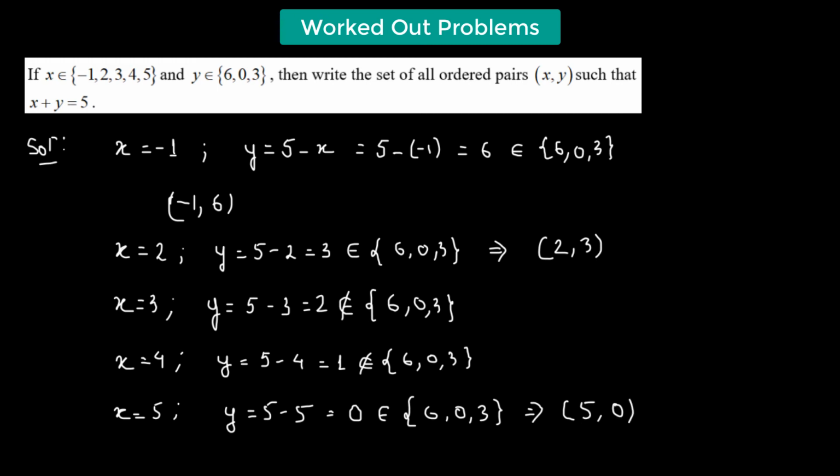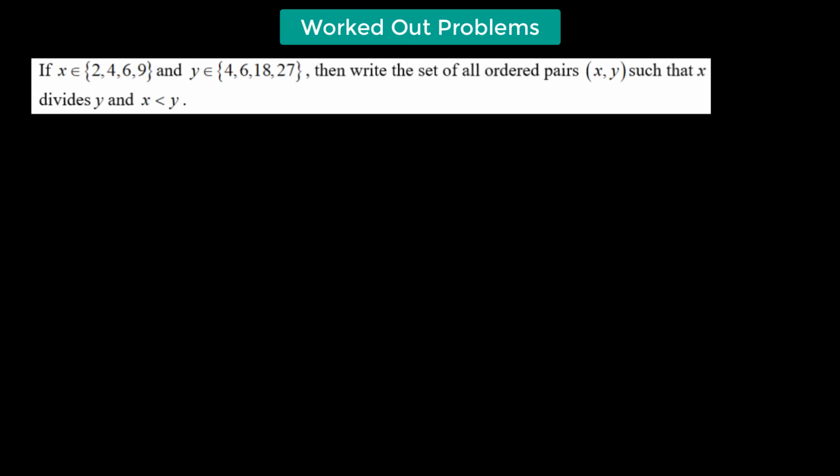So we have to write the set of all ordered pairs that follow x plus y equals 5. Let's call this set A. So this set A contains the ordered pairs: the first one is -1, 6. Then we have the second one, which is 2, 3. And the third one, which is 5, 0. So this is the answer. Let's move on to the next question.